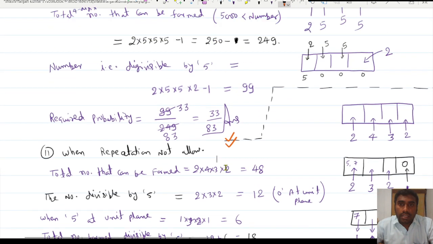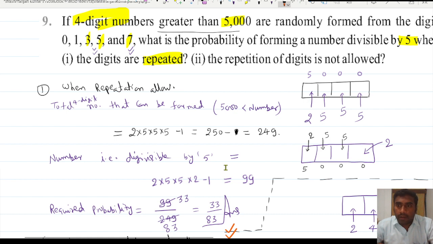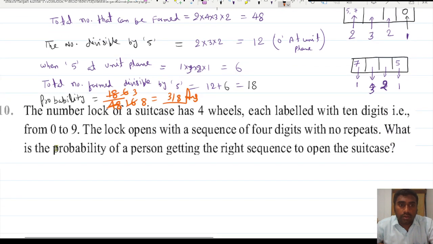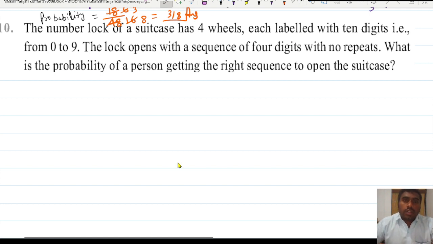So hopefully you get the concept of this question. Very good questions, right? So now let us move to the next questions. So next question here we have, this question number 10. So we will do this question number 10 now. Okay, so let us see in this question number 10.